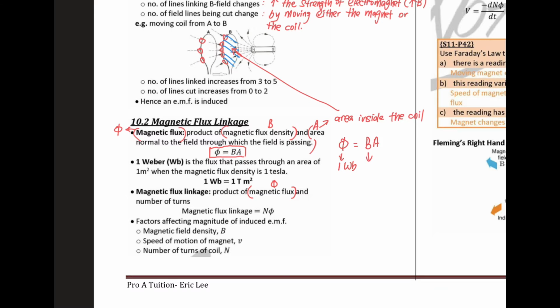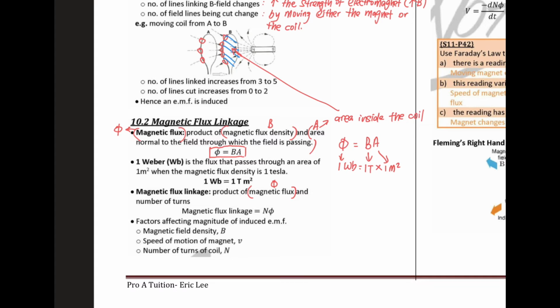Magnetic flux density 1 Tesla. 1 Tesla multiply with 1 meter square area. So in this situation, then you will get the meaning of 1 Weber. 1 Weber is when the magnetic flux density is 1 Tesla and the area perpendicular to it is 1 meter square. Then you get magnetic flux.